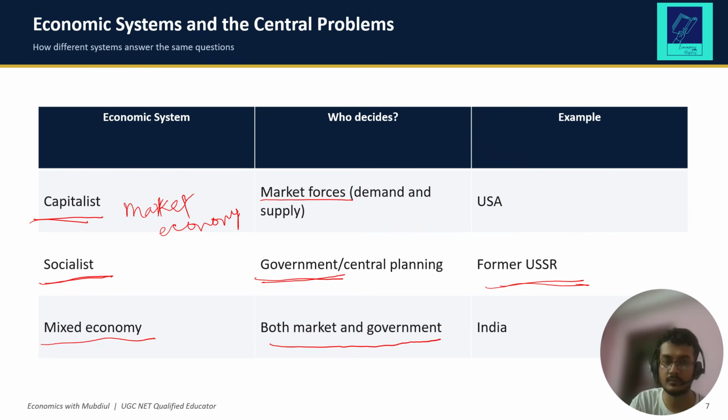Now, a quick revision. In the capitalist economic system, the market decides. In the socialist economic system, the government decides. In the mixed economic system, both market and government participate. That's the easiest way to remember these three systems.